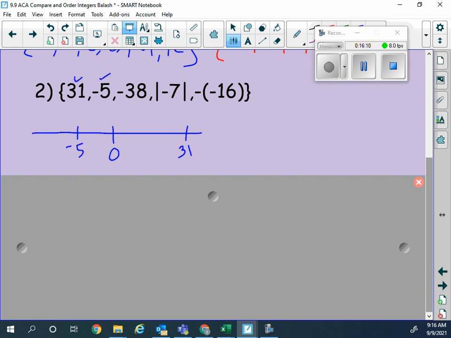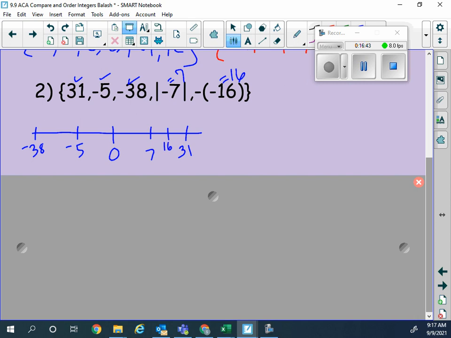-38. Where should it go? Further to the left, or between 0 and -5? Further to the left. Good job. -38. Oh, how do I read this one? Absolute value of -7, which is 7. Now tell me where to put it. Between 0 and 31. Perfect. The opposite of -16. So what would that be? Positive 16. And where do I put it? Between the 7 and the 31.